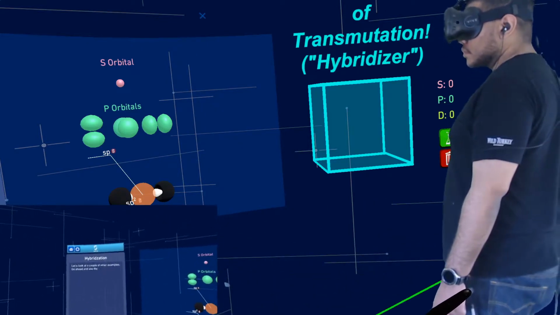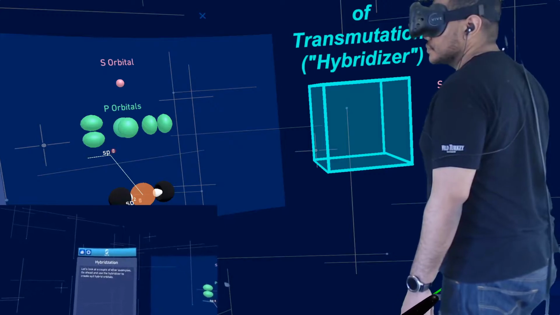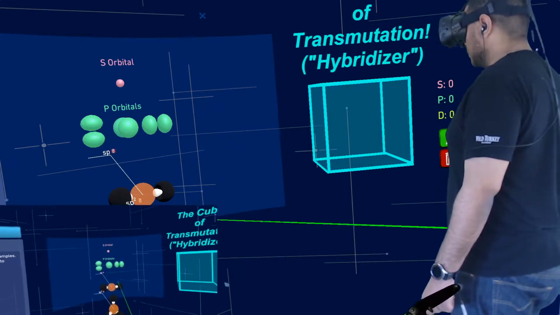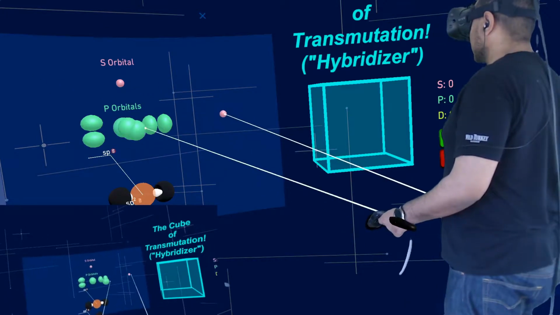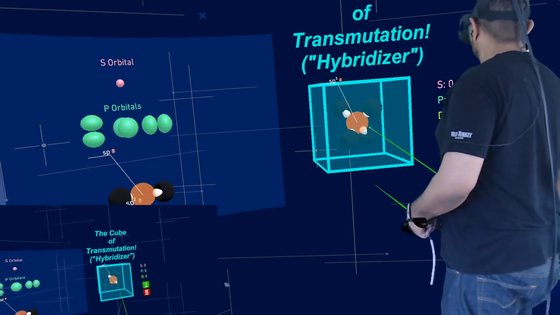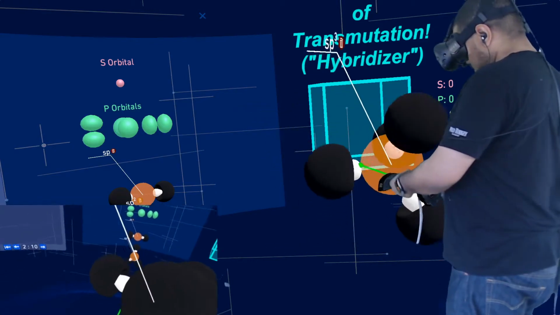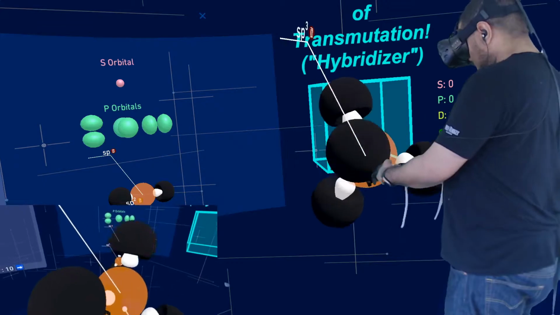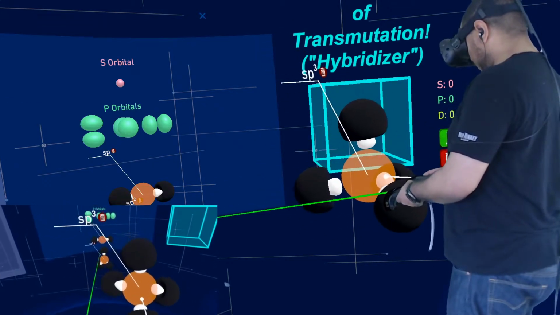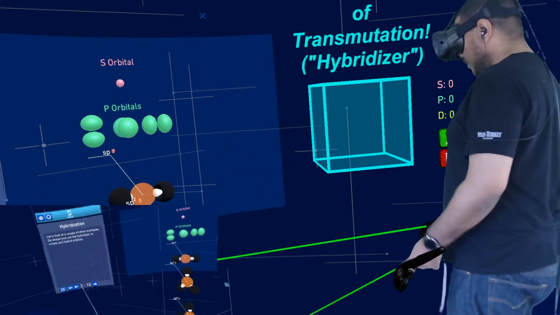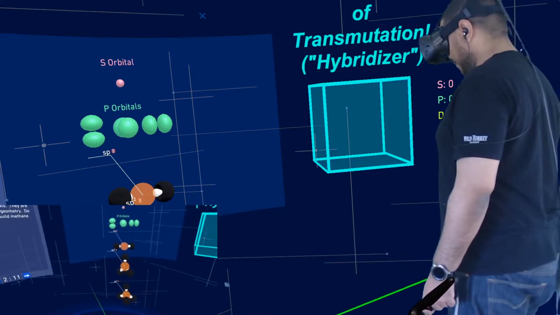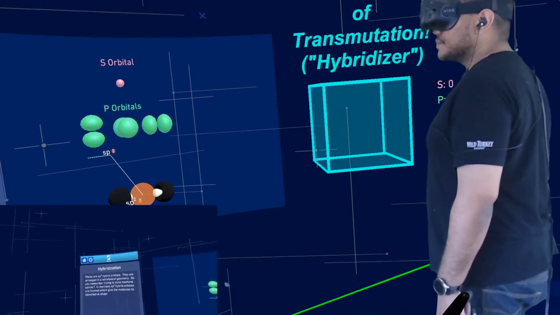Let's look at a couple of other examples. Go ahead and use the hybridizer to create sp3 hybrid orbitals. These are sp3 hybrid orbitals. They're arranged in a tetrahedral geometry.